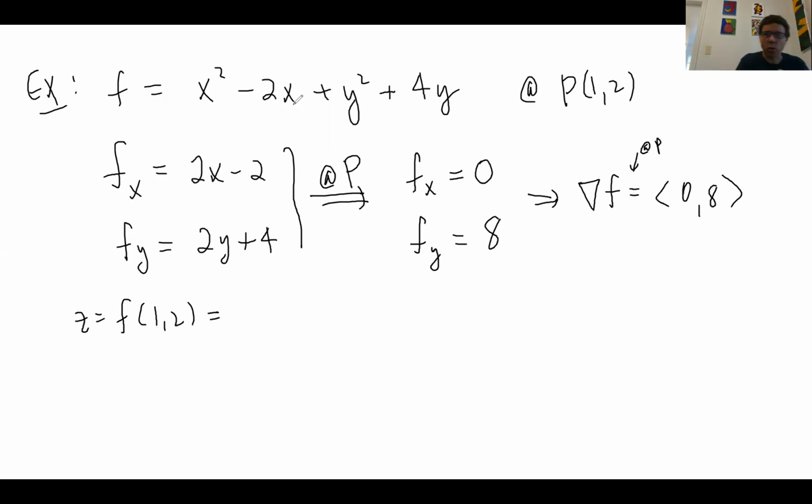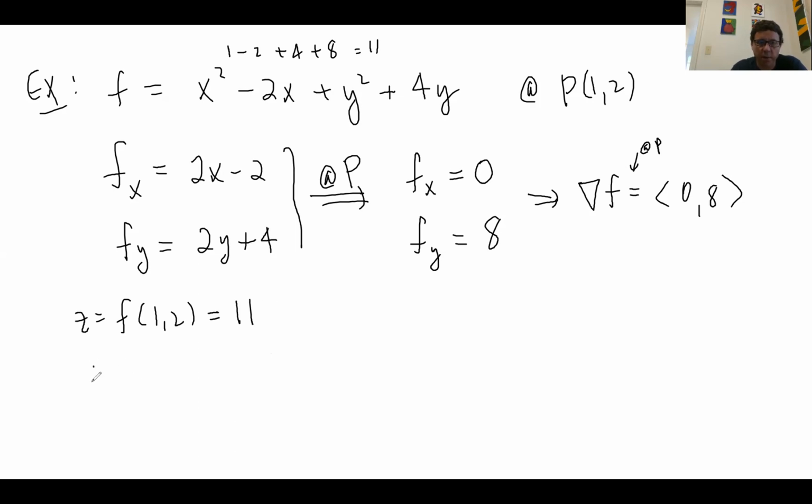And you plug in 1 for x and 2 for y. So we get 1 minus 2 plus 4 plus 8, 12 minus, so that's 11. So that means the z coordinate is 11.